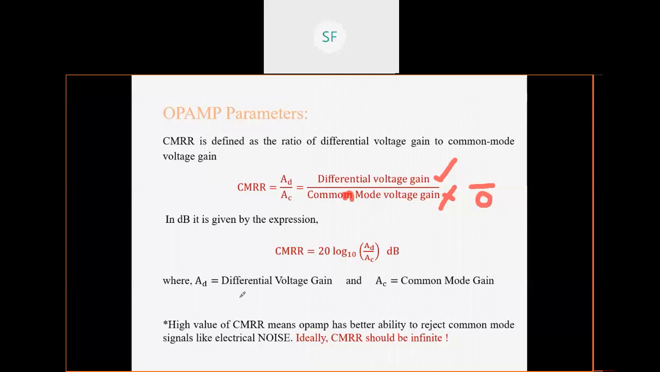And suppose two different op amps are given to you, and the CMRR of the first op amp is 20 decibel, just for assumption, a random value. The first op amp's CMRR is 20 decibel and the second one's is 30 decibel. And if you have to choose between the two op amps, which op amp will you choose? The one with 20 decibel CMRR or the one with 30 decibel CMRR?